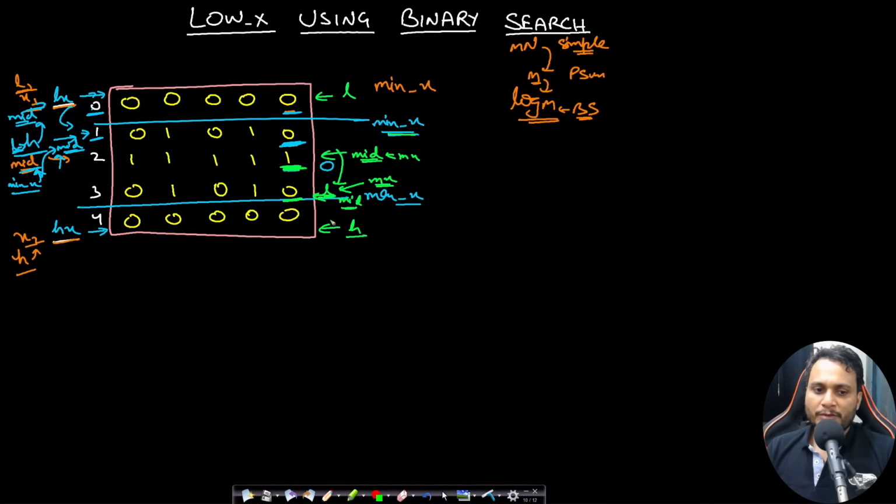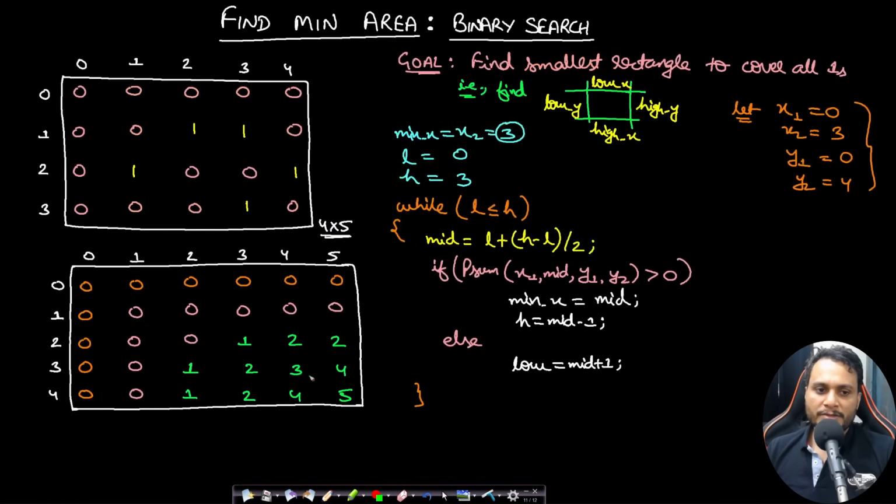I will be moving down, and when the L and H are here, the prefix sum will be 0 in this bound, and that is where the H will move up, and so your mx, the final max x, will be at 3, and this is how you will select the bound. Okay, so I hope you have got the idea of how to find the minimum area using the binary search.